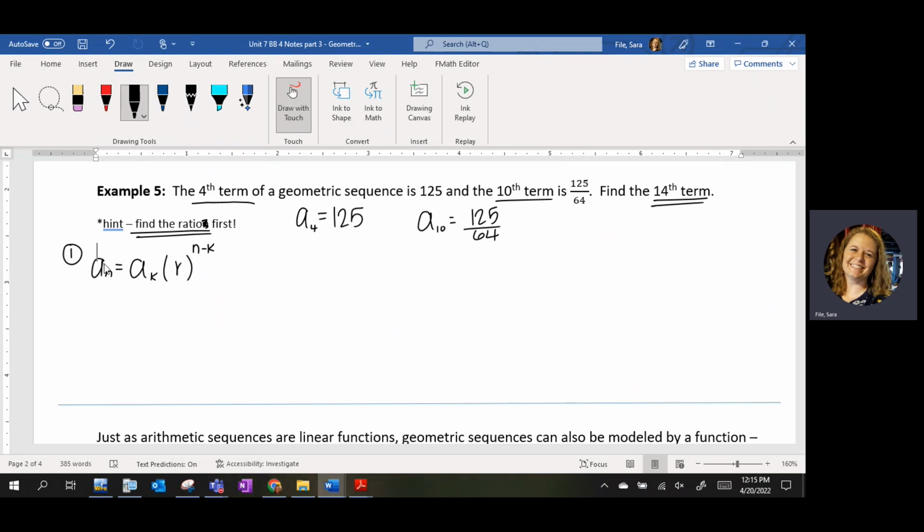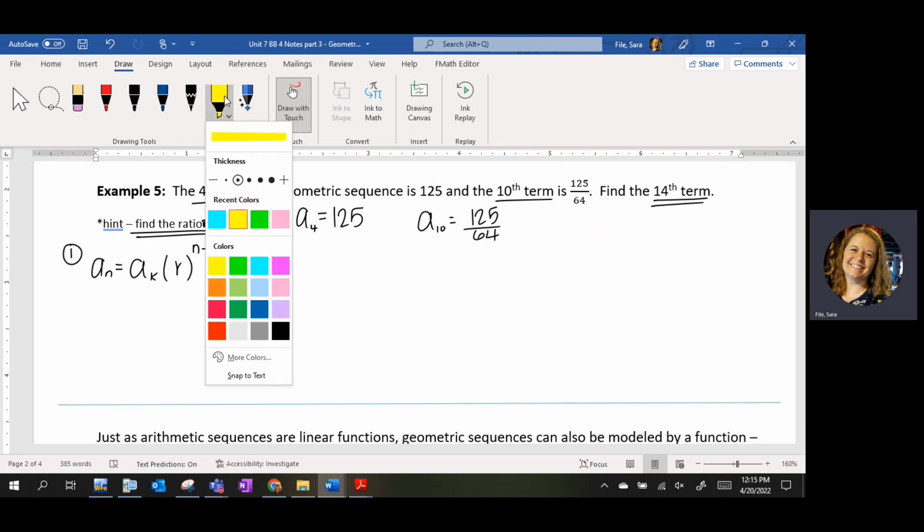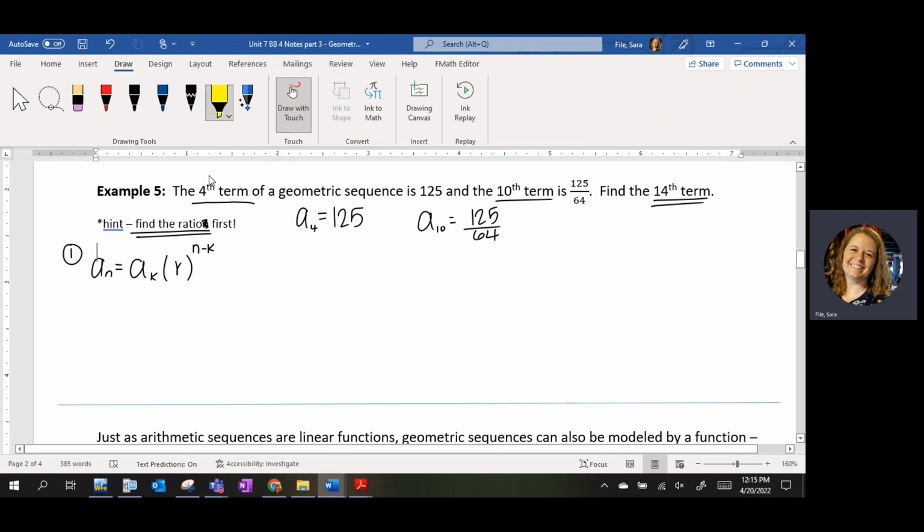Now I have to solve for R. R is unknown. That means I have to plug in for everything else. So I know 2 terms, so I'm going to be able to plug in those 2 terms here for these 2 A values. But which one should be N and which one should be K? I would always make the larger term, the term further in the sequence, N, because you're doing N minus K. And you don't want to end up with a negative exponent that you have to deal with, right? That's going to make it more complicated.